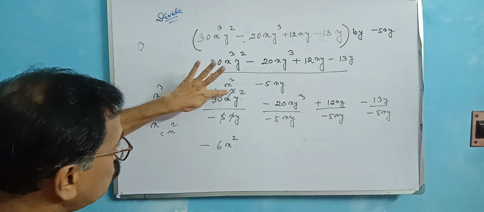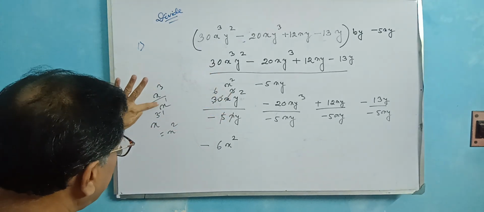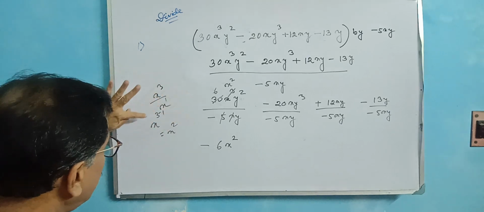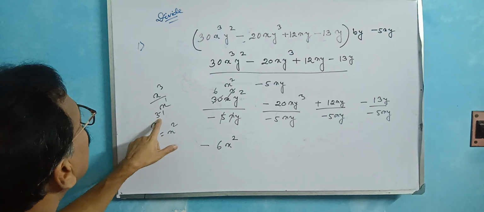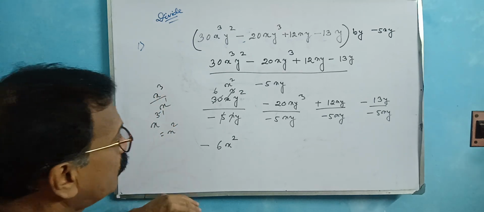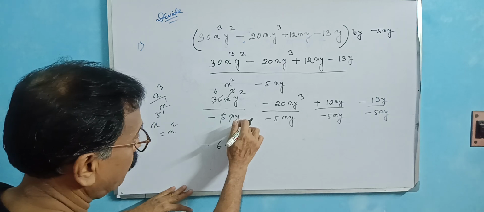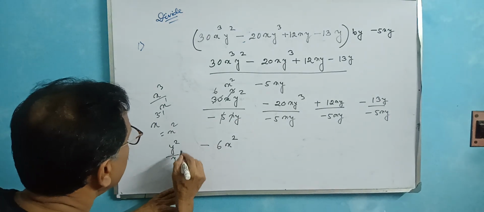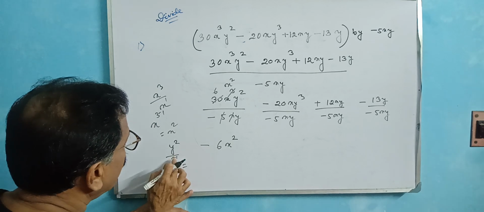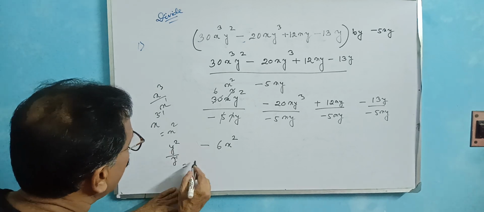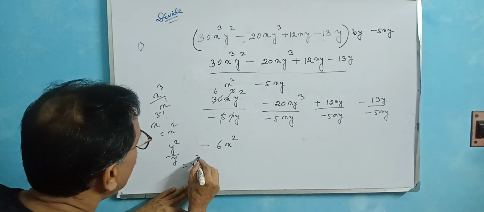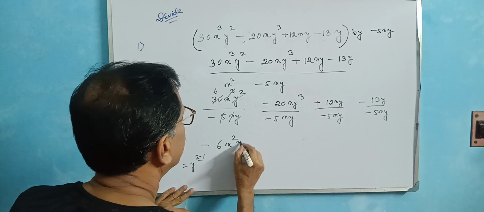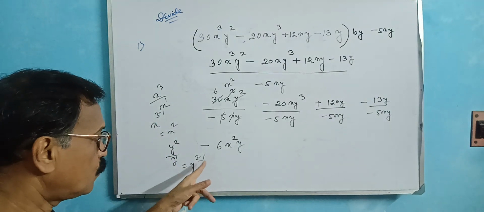Clear? X to the power 3 and x. X means x to the power 1. So in case of division, power will be subtracted. X to the power 3 minus 1, x square. Here is y square, here is y, so y square by y. When there is no power, that is 1, the bases are the same, the power will be subtracted. In case of division, always minus. So here is y.